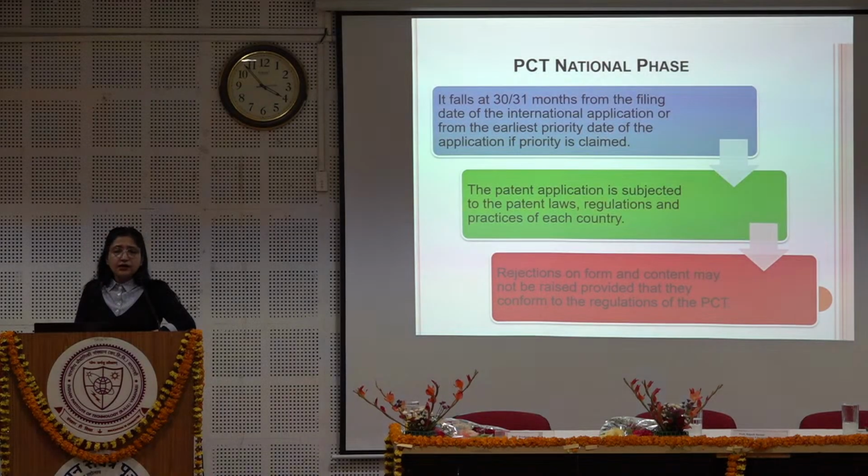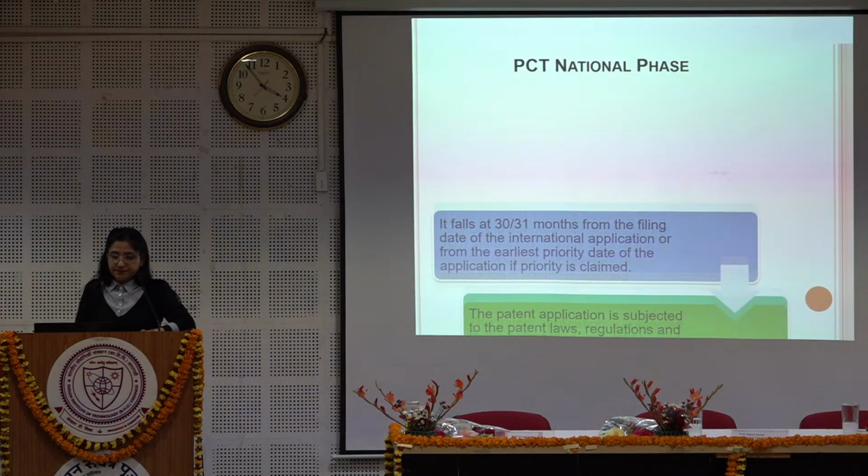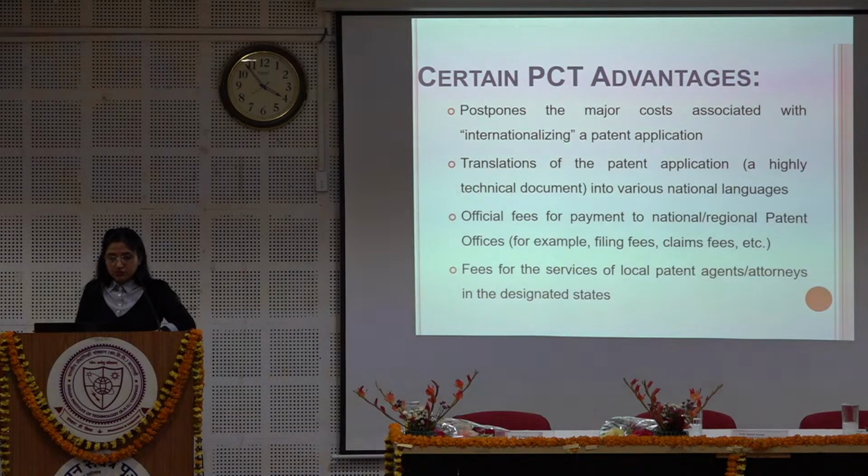So it is at 30 to 31 months from the filing of the international application, from the earliest priority date, that you can have your priority being claimed. And the patent application is subjected to all the patent laws, regulations and practices of the individual country later on. The rejection on form and content may not be raised, provided that they conform to the regulation of PCT. The PCT has its own way of doing things.